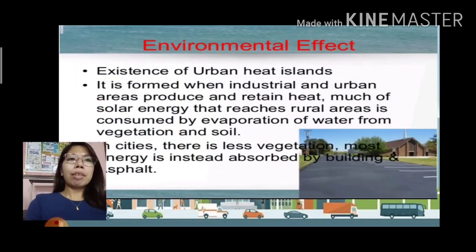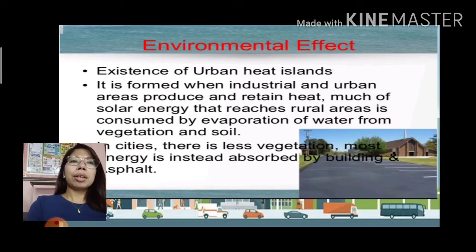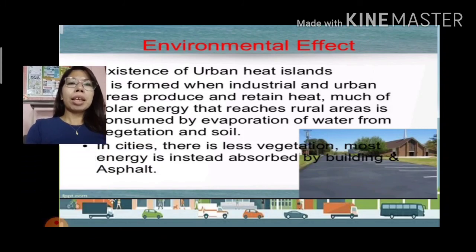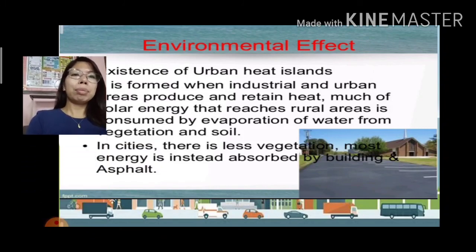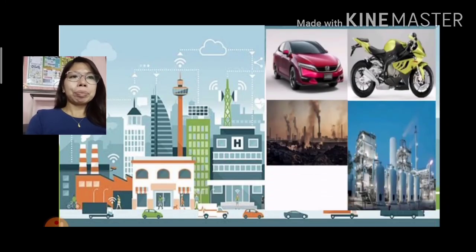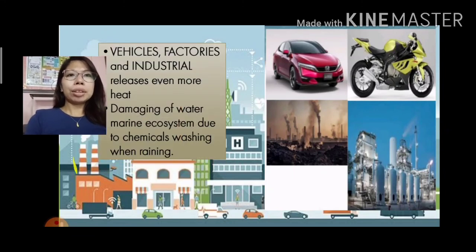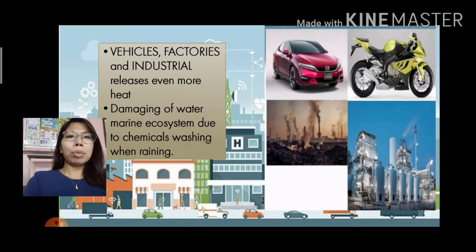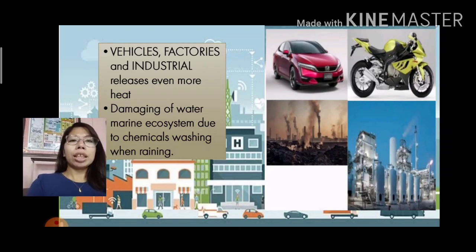So we also have here the environmental effect of urban development. The existence of urban heat islands is formed when industrial and urban areas produce and retain heat. Much of the solar energy that reaches rural areas is consumed by evaporation of water from vegetation and soil. In cities, there is less vegetation. Most energy is instead absorbed by buildings and asphalt. So vehicles, factories, and industries release even more heat, and there is damage to water and marine ecosystems due to chemical washing when it rains.